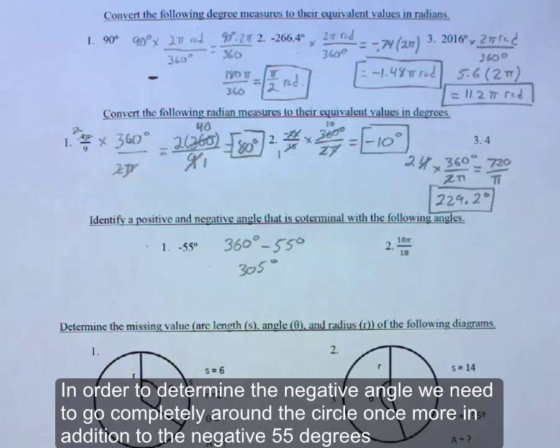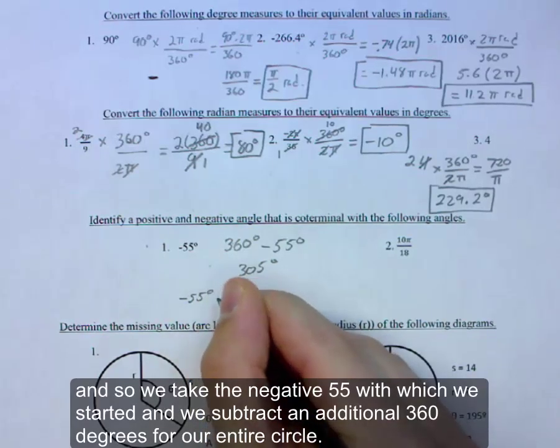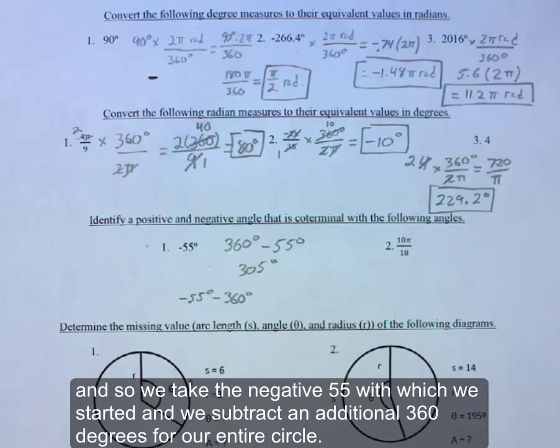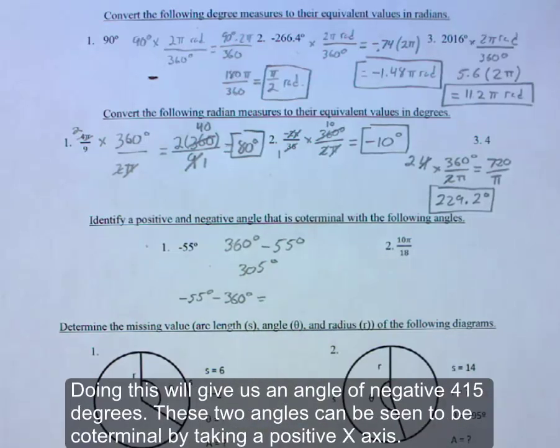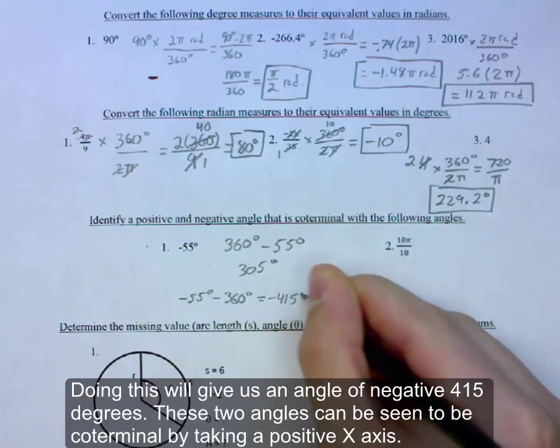In order to determine the negative angle, we need to go completely around the circle once more in addition to the negative 55 degrees. And so we take the negative 55 with which we started, and we subtract an additional 360 degrees for our entire circle. Doing this will give us an angle of negative 415 degrees.